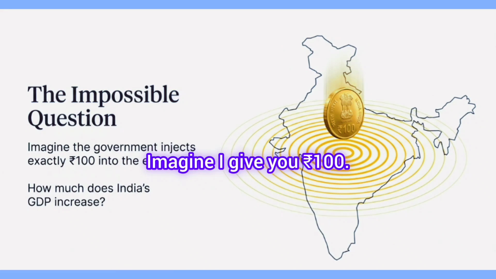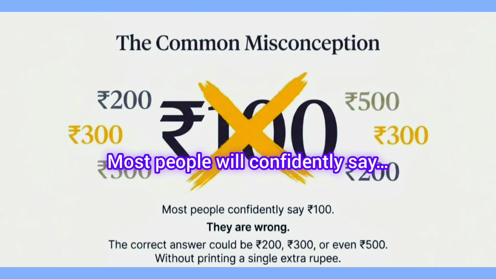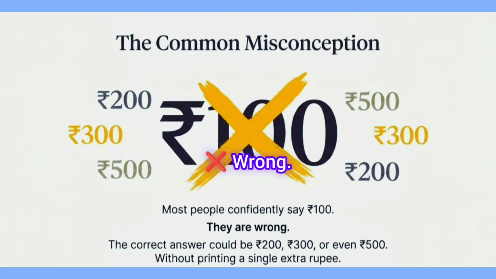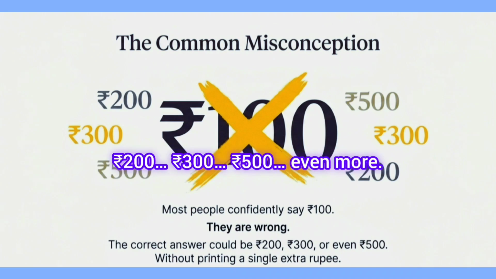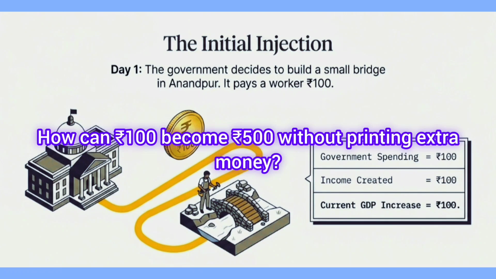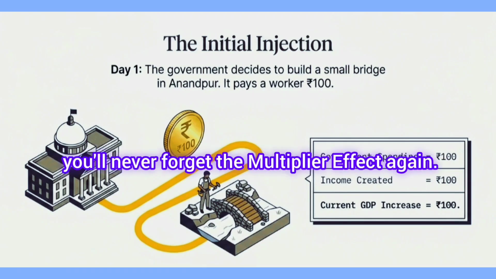Imagine I give you 100 rupees. Question: how much does India's GDP increase? Most people will confidently say 100 rupees. Wrong. The correct answer could be 200 rupees, 300 rupees, 500 rupees, even more. How can 100 rupees become 500 rupees without printing extra money? If you understand this one story, you'll never forget the multiplier effect again.